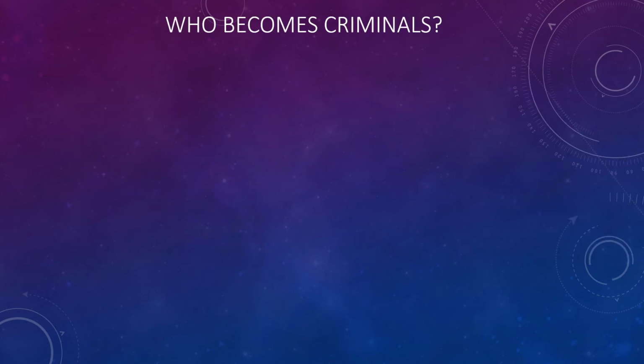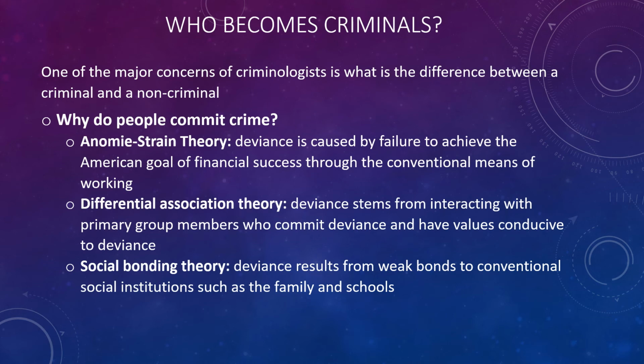So let's look for a couple minutes at the theory of who becomes criminals. One of the major concerns of criminologists is what is the difference between a criminal and a non-criminal. Well, there are three big theories in sociology that explain this. One of them is anomie strain theory.